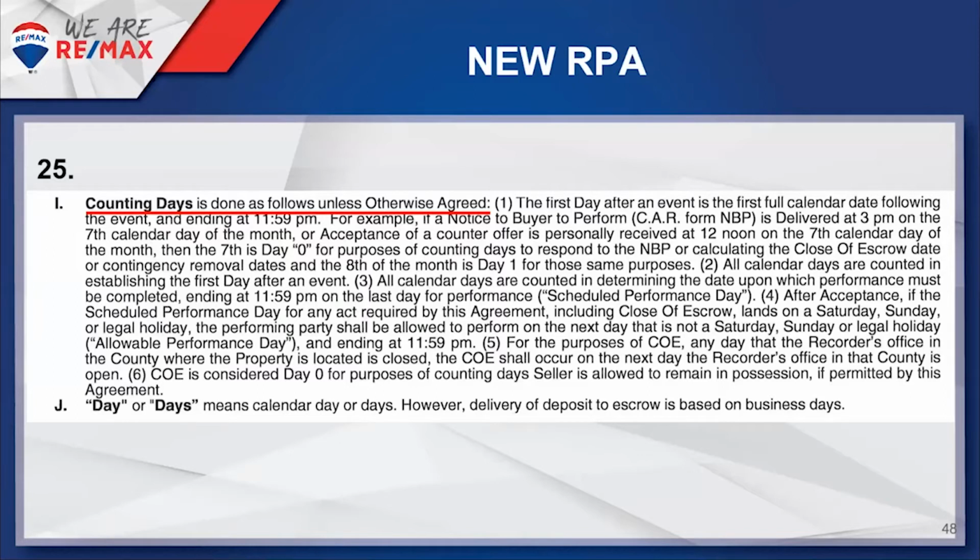So giving a notice to perform tomorrow, Thursday, is day 0, a 2-day notice to perform. Friday's day 1. Saturday doesn't count. Sunday doesn't count. Monday is day 2. They would have until 11:59 p.m. Monday. And if Monday were a holiday, it would bleed into Tuesday. Hope that's clear to everybody. That's how you count days. And day means the entire calendar day, with the exception of deposits, which is a business day, as I mentioned.